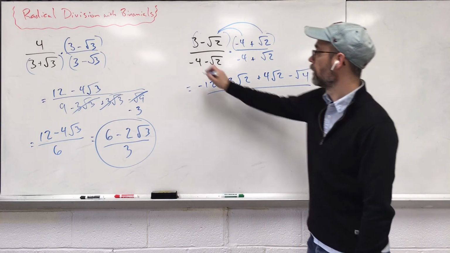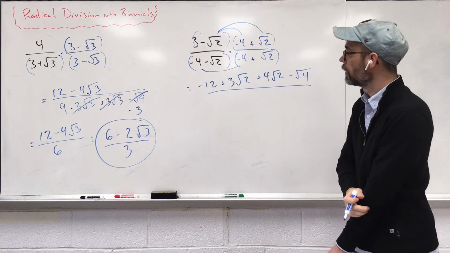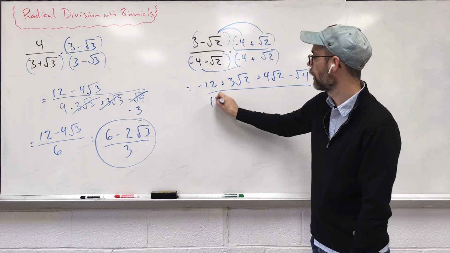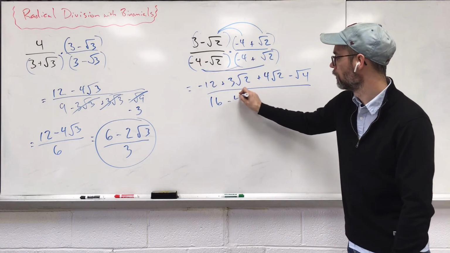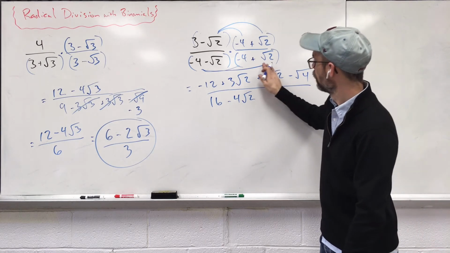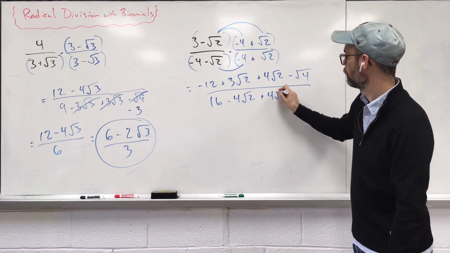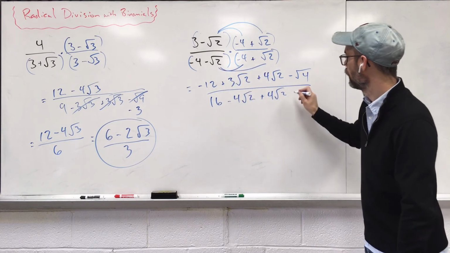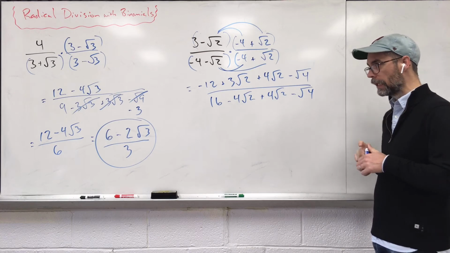On the bottom, we're going to do the same thing. Multiply negative 4, giving us positive 16. Negative 4 and radical 2. Now we need to distribute the second half. Positive 4 radical 2 and negative radical 4. So we're getting an ugly answer here.